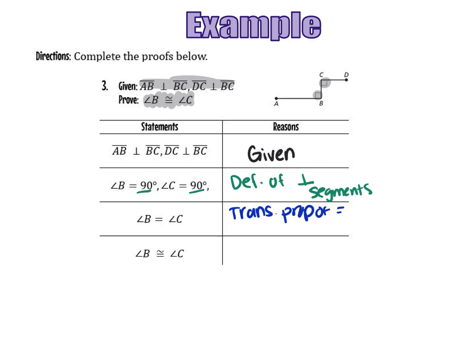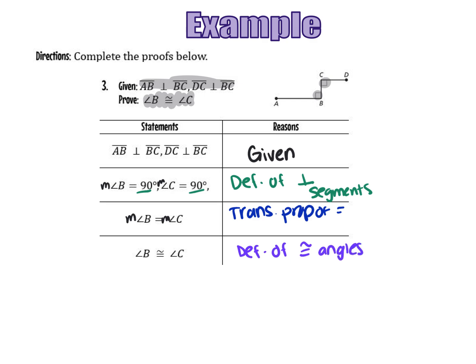of equality. And really, I'm going to actually add, there should really be a measure in front of each of these. So I'm going to have you squeeze it in there as well. The measure of angle B is 90 degrees. The measure of angle C is 90 degrees. So the measure of angle B is equal to the measure of angle C. We can go from them being equal to them being congruent because that is the definition of congruent angles.